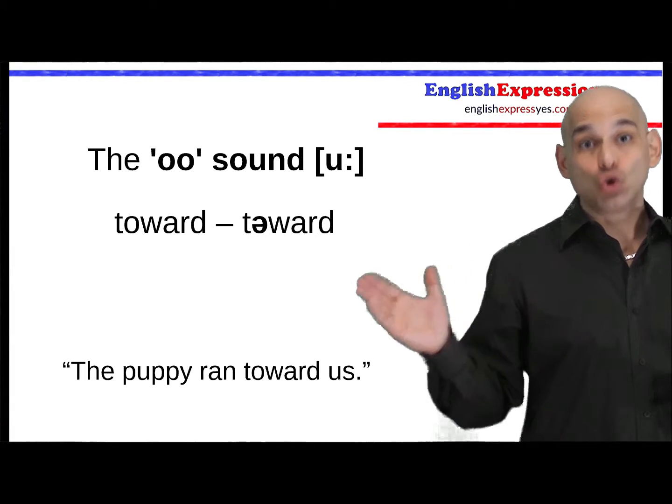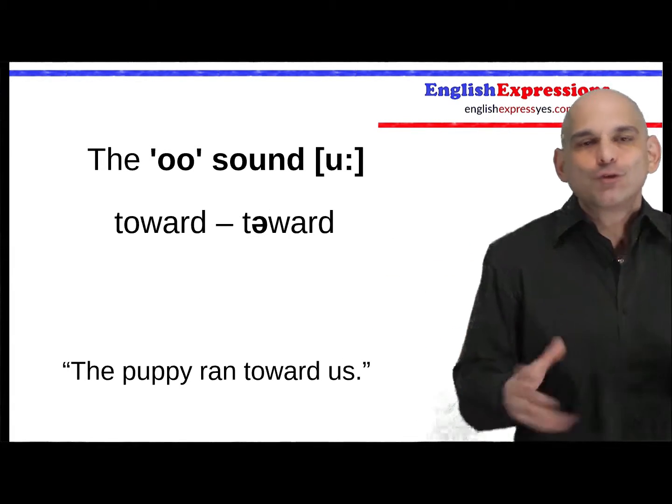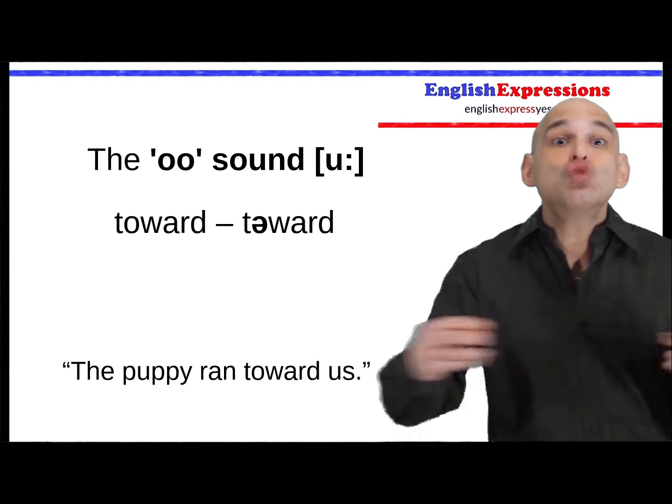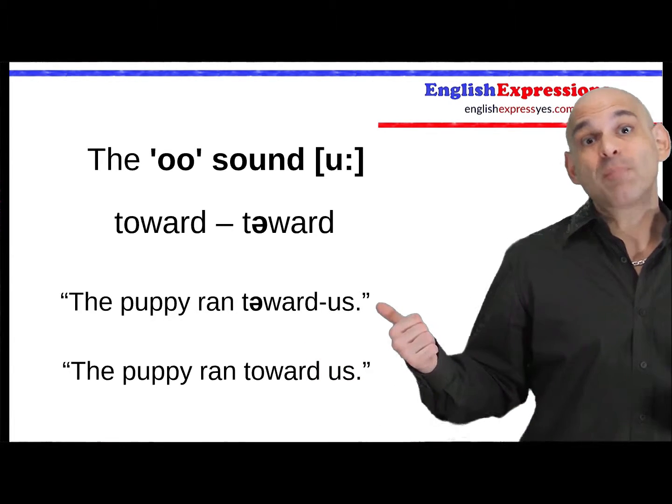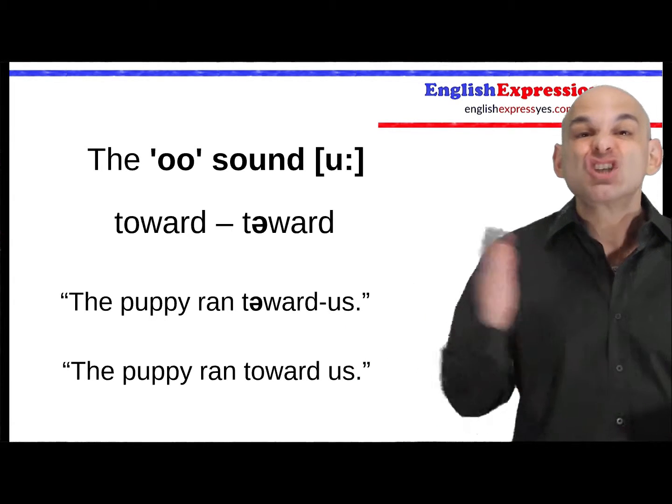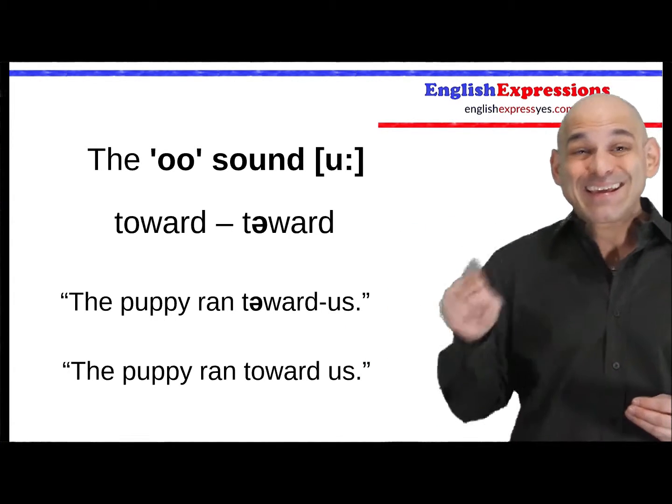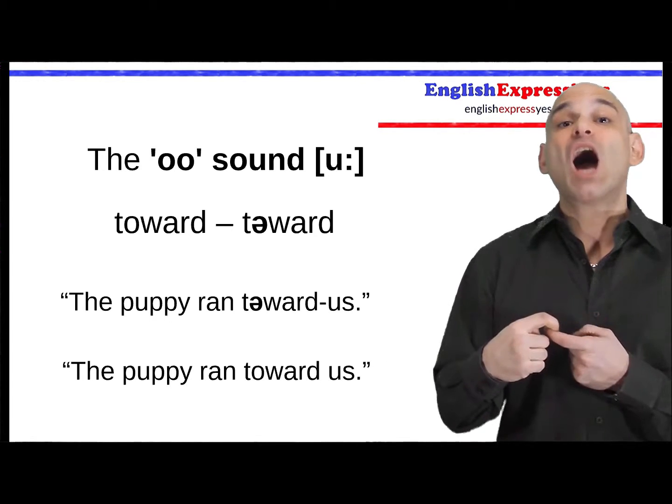The puppy ran toward us. No, it's too long. "Toward." "Ooh" is very long. "T." The puppy walked toward us. Toward us. So notice how also the D in "toward us" links onto "us."